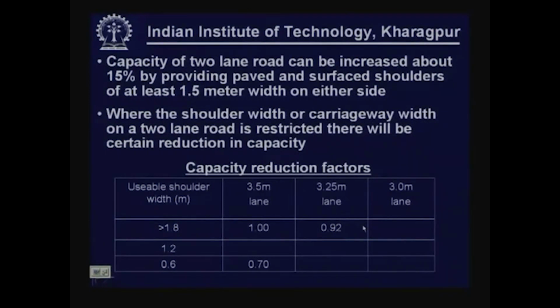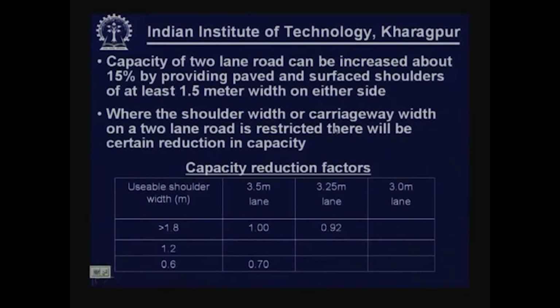Capacity of a two-lane road can be increased by about 15% by providing a paved and surfaced shoulder of at least 1.5 meter width on either side. This is again an Indian Roads Congress provision. So, if we provide paved and surfaced shoulders of at least 1.5 meter width on either side, then the capacity or the service volume values may be increased by 15%.